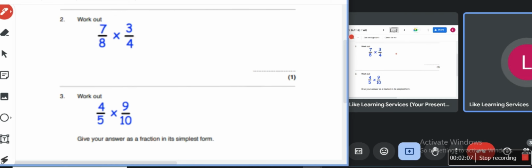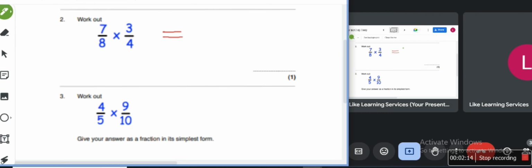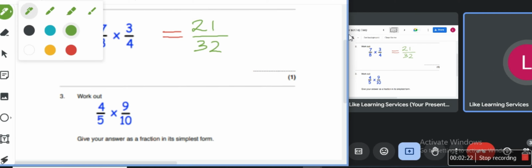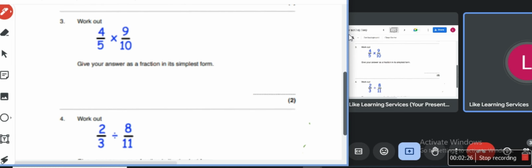So what does that give? That gives 21 over 32, because 7 times 3 is 21 and 8 times 4 is 32. Good. Alright. Number 3 and 4.